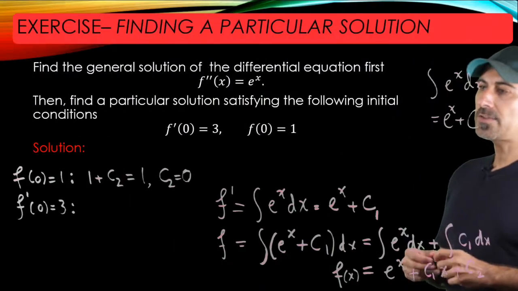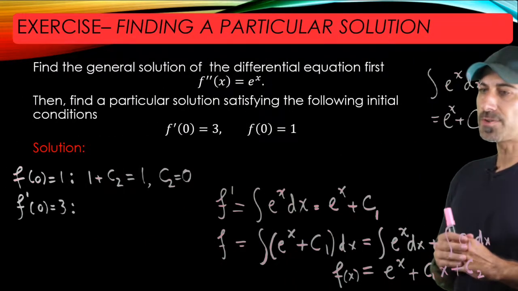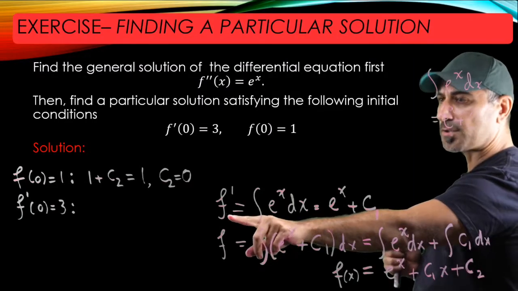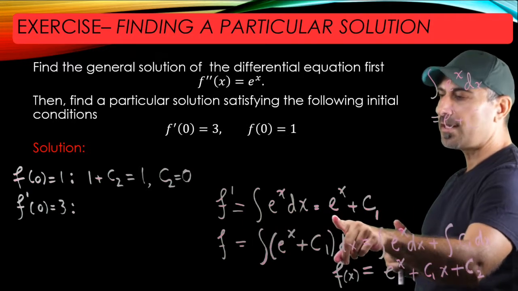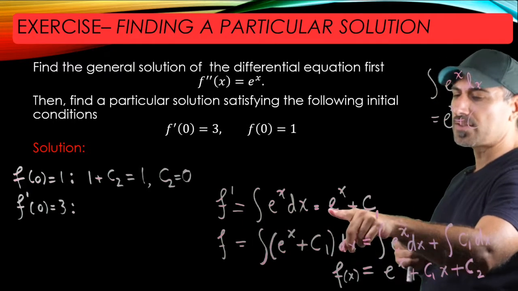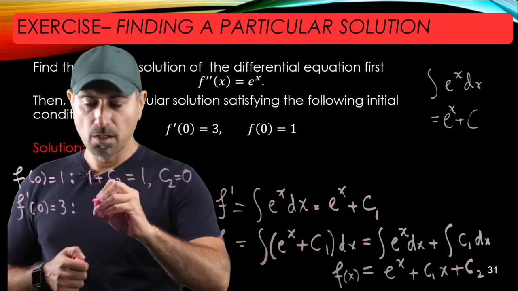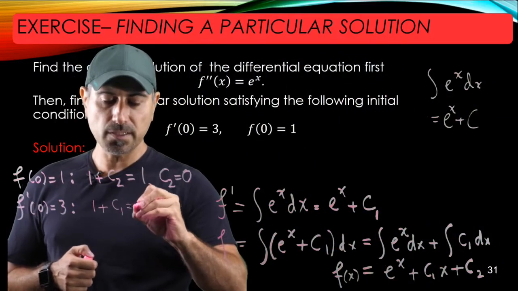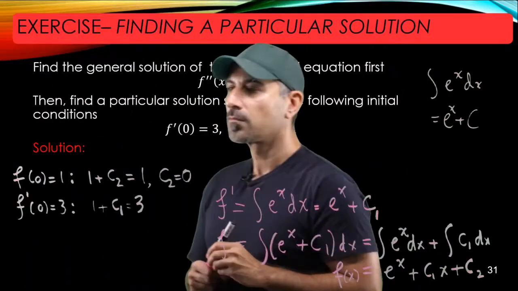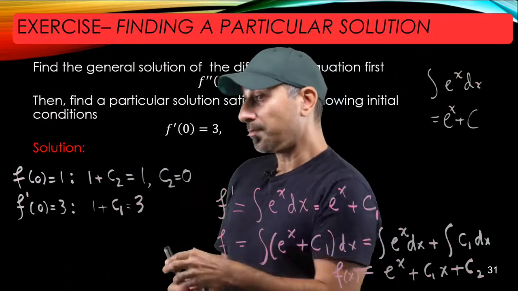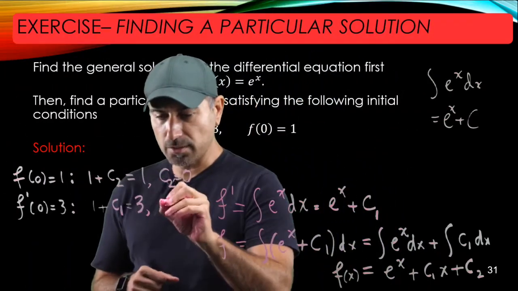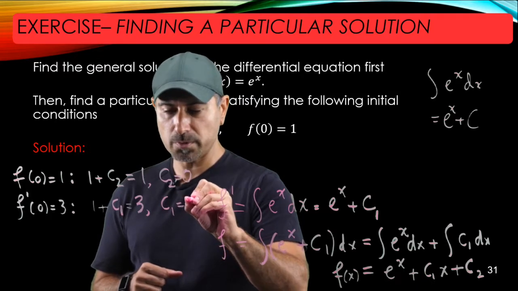All right, let's try to use f prime at 0 equals 3. I know the description of f prime. It's right here. So f prime evaluated at 0 is e to the 0 plus c1. e to the 0 is 1, so 1 plus c1 is equal to 3. Subtracting 1 from both sides yields c1 equal to 2.